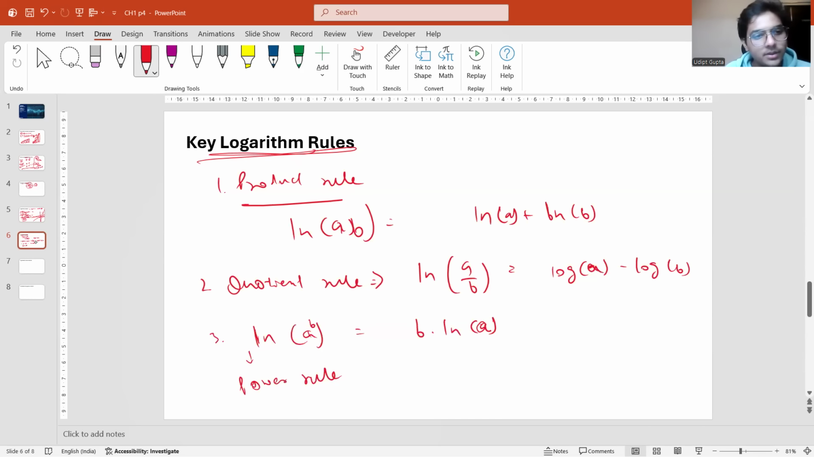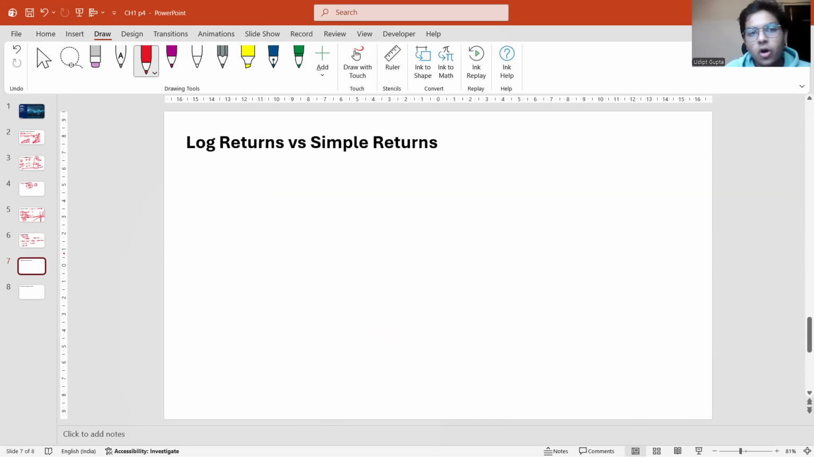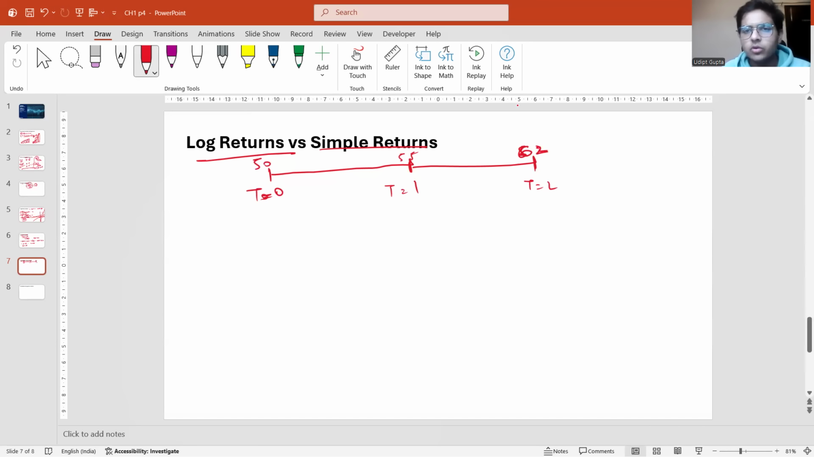I made this example, log returns versus simple returns. We take two things, and you'll see something. T is equal to 0, T is equal to 1, T is equal to 2. The price at T0 was 50, the price at T1 is 55, and the price at T2 is 62. Easy as it is.